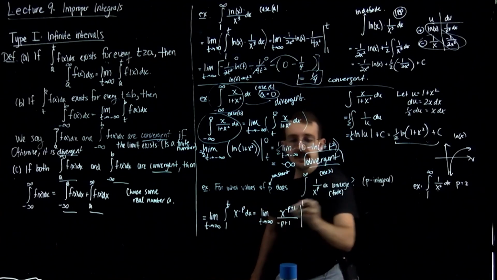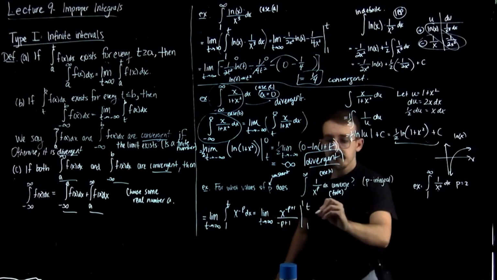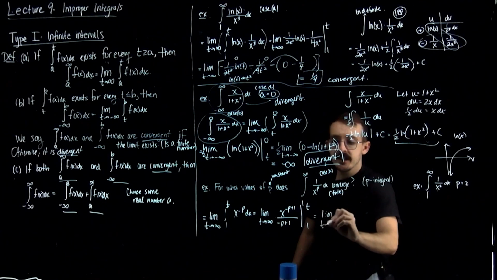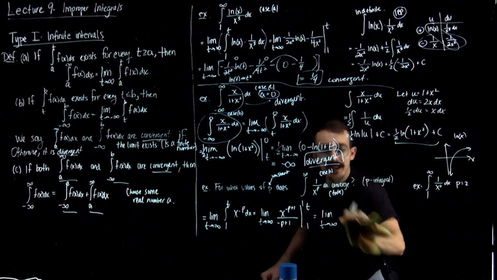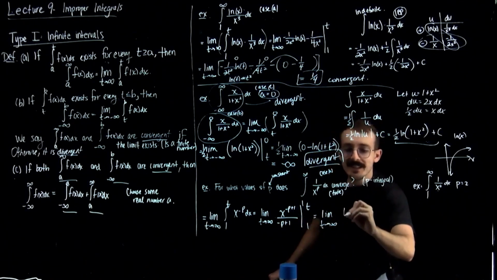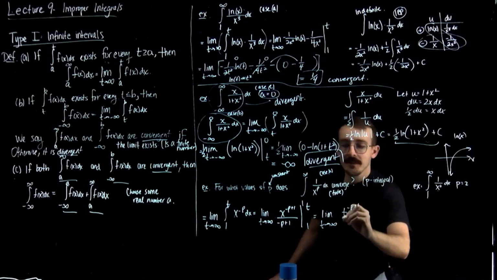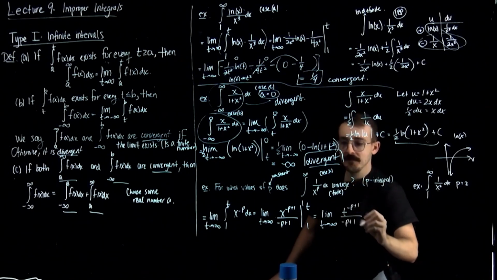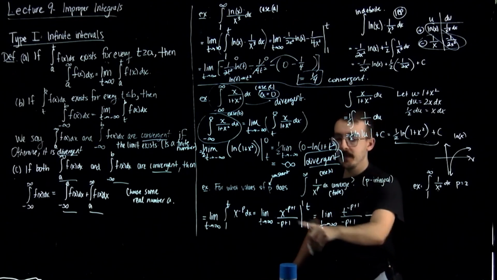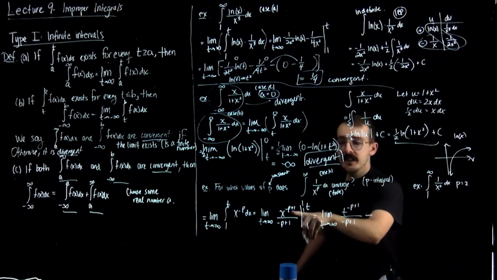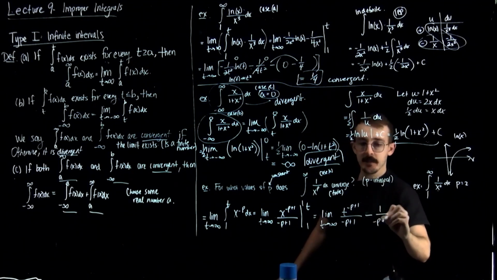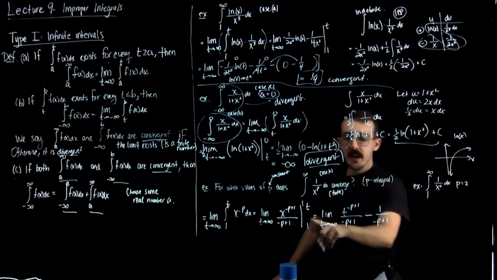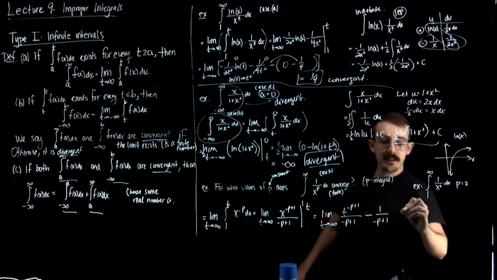And then I'm going to plug in t and plug in 1. So this is the limit as t goes to infinity. Oh, I'm plugging it in the wrong spot. Plug it in for x, and you get t to the negative p plus 1 over negative p plus 1, minus, and if you plug in 1 for x, 1 to any power is just 1, so 1 over negative p plus 1. And what I want to know is, when is this going to be finite?